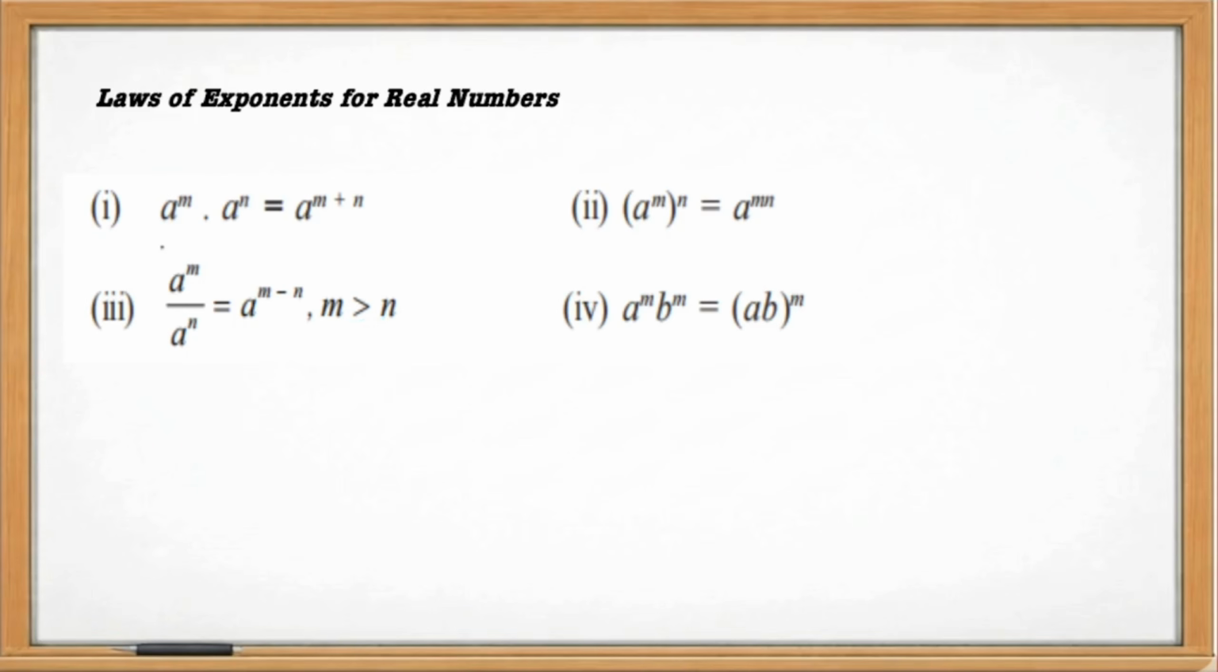The fourth one, a raised to m, b raised to m. If you look here, the powers are same, the bases are different. So you'll write this as ab the whole raised to m. That means you'll multiply a and b and write the power as it is, ab the whole raised to m. Now let us go to the next page.